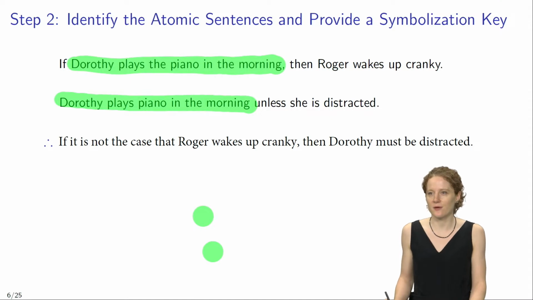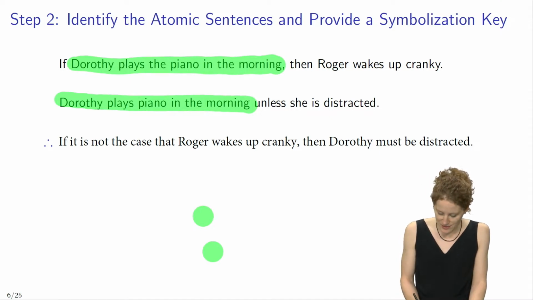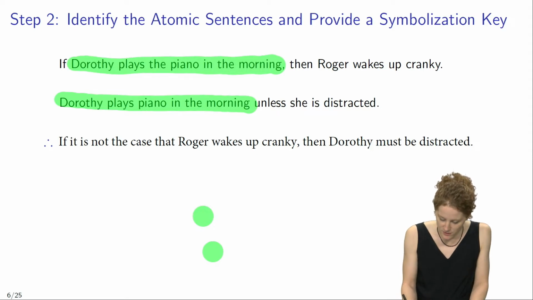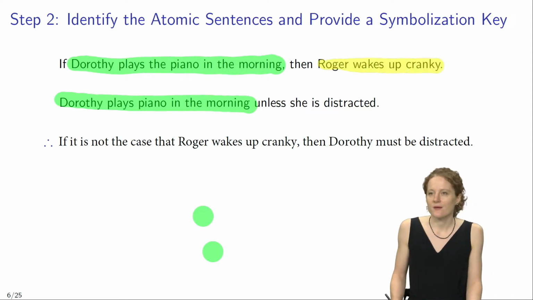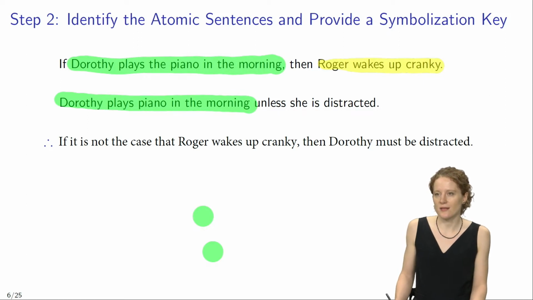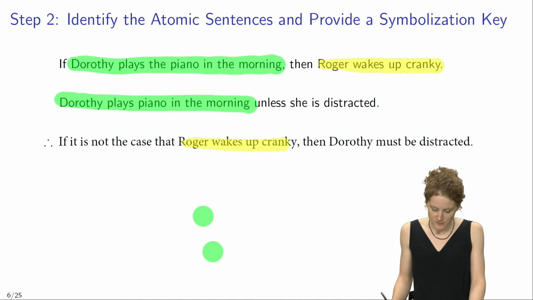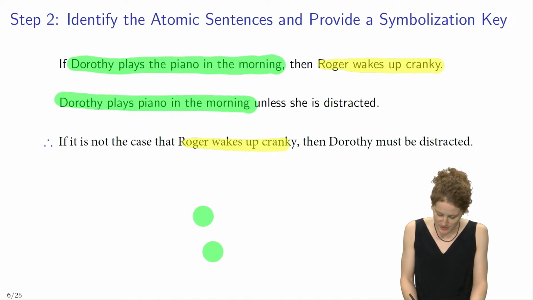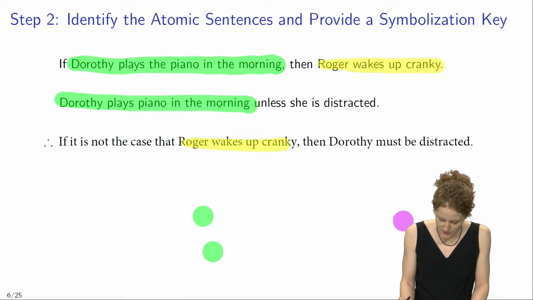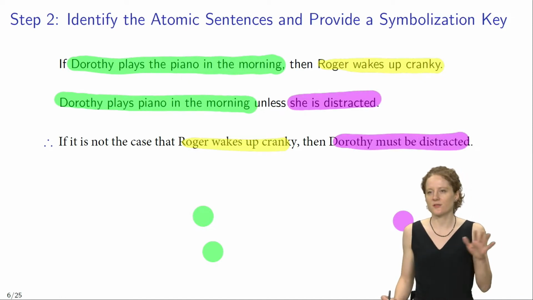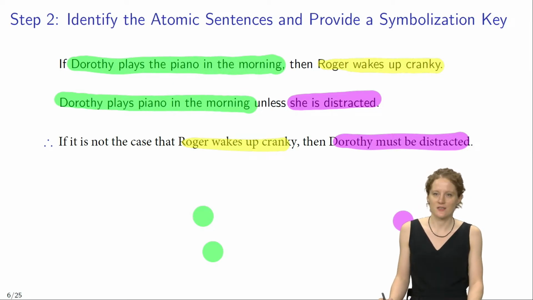Dorothy plays the piano in the morning. Now, the second atomic sentence that I'm noticing here is Roger wakes up cranky. And this sentence also appears twice. It appears in the first line, and then it appears in our conclusion. Roger wakes up cranky. And then we have a third atomic sentence, which is the sentence, Dorothy is distracted, or Dorothy must be distracted. She is distracted. She must be distracted. I'm going to treat that here as the same sentence. Okay, so we have identified the atomic sentences.